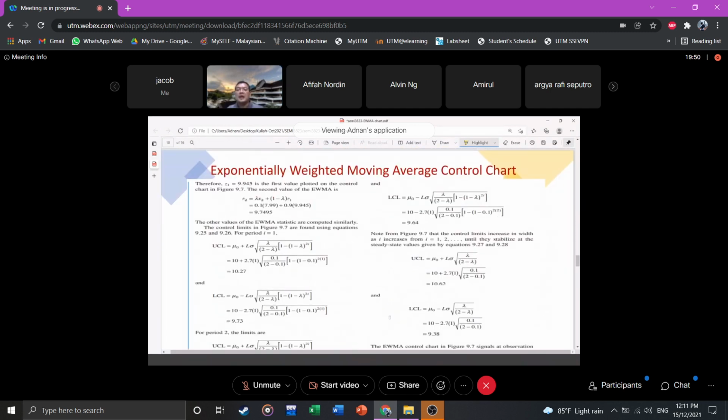So I hope you can try this. For your assignment, you can do it manually, but just show a sample of the calculation. You can also use Excel to do this calculation, but please show a few steps at the beginning to make sure that you understand the steps of calculating the control limits and also the UMA value, which is the Z value. The Z value is the UMA value.